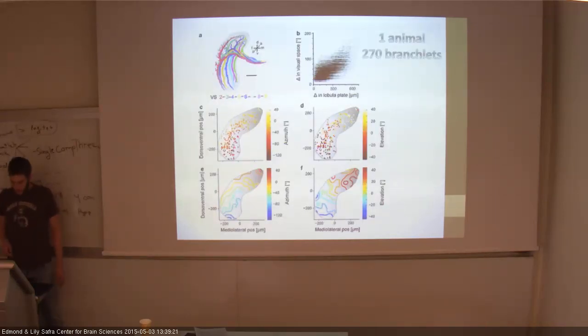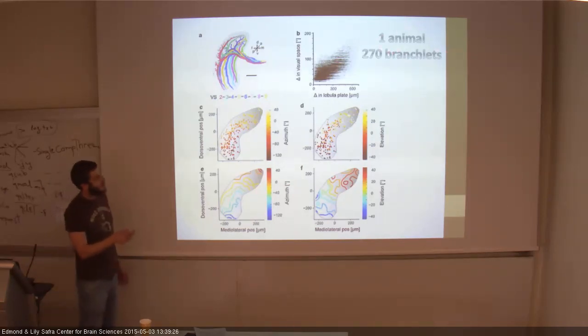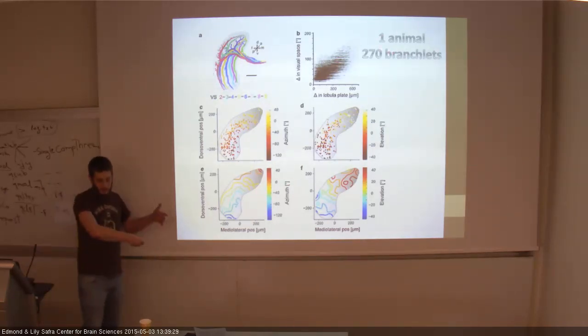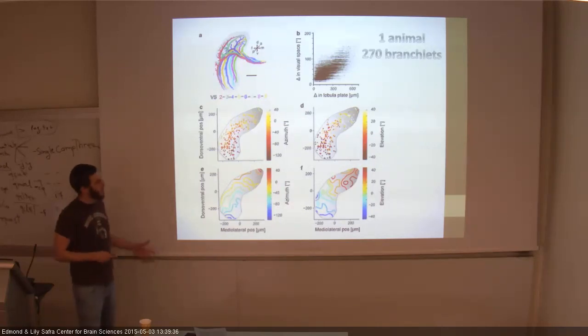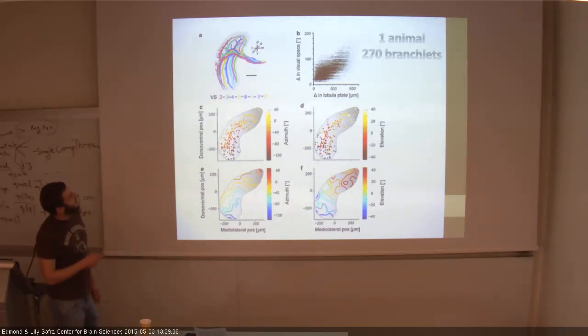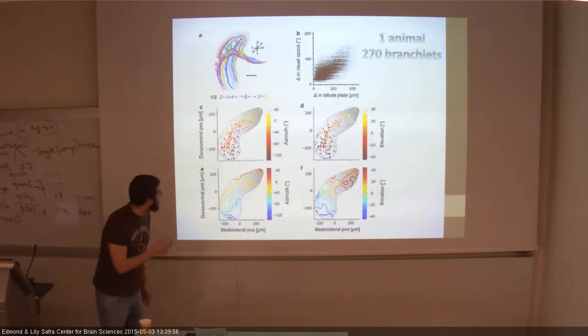Afterwards, they took all the branchlets from this one specific animal, 270 branchlets from all the 8 VS cells that they checked, and tried to make a more population-level or more general mapping of the lobular plate. First of all, to check if there is a correlation between proximal, nearby branchlets, they did a pairwise correlation between all of these 270 branchlets and saw that it's more or less along a straight line. Means that there is a pairwise correlation between branchlets in this lobular plate in general.